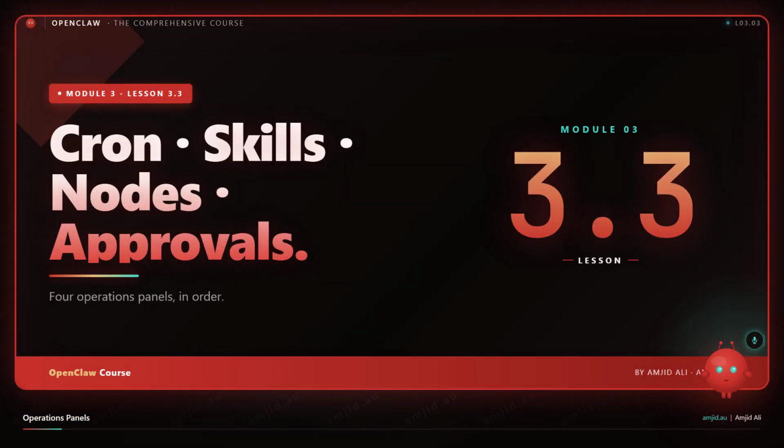Okay, 4 operations panels in this lesson: cron jobs, skills, nodes, execution approvals. Let us walk through each one. Cron jobs panel. This is where you manage scheduled agent runs.